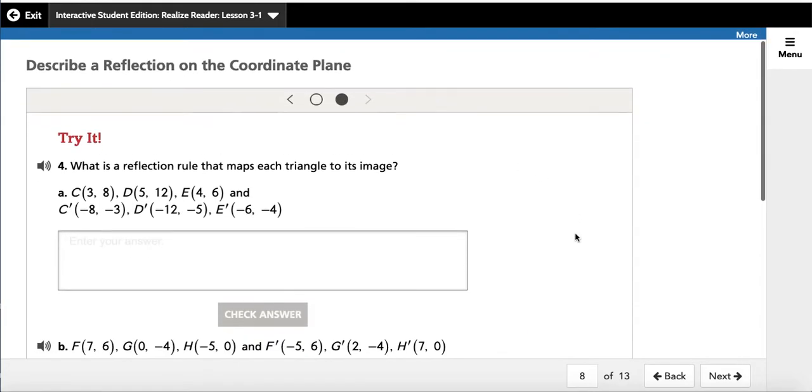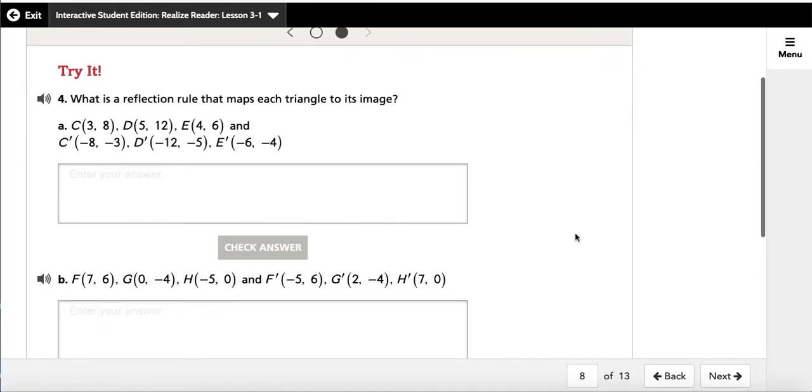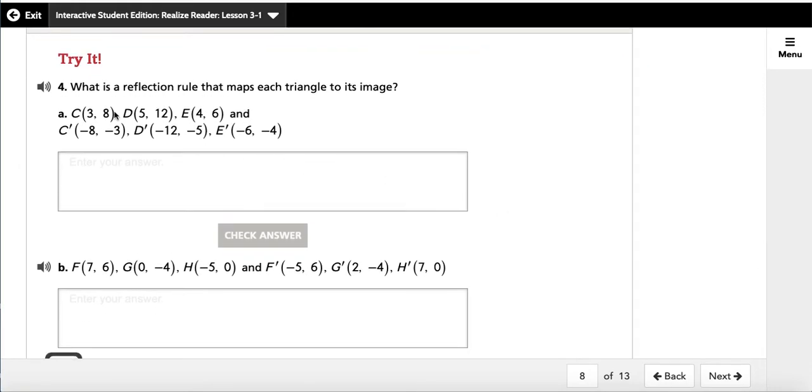Here are 2 problems that they want us to try. They give you the points for the pre-image and the coordinates for the image. Same thing with problem B. They want you to find the reflection rule. So that means find the equation of the reflection line. Click pause, give it a shot. Come on back when you're ready.